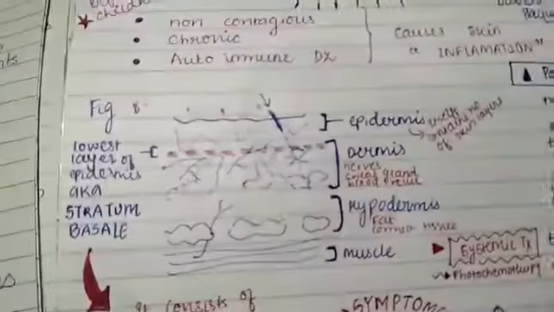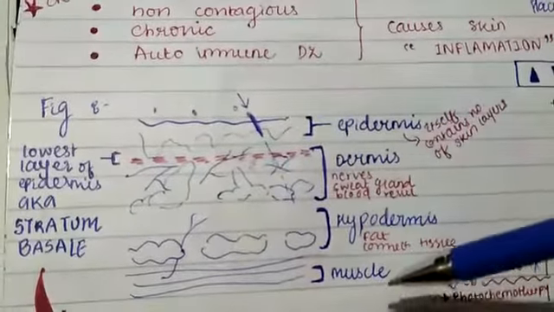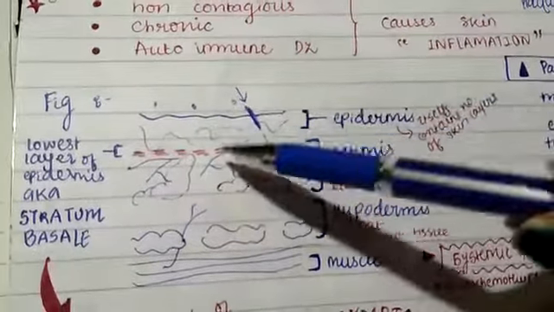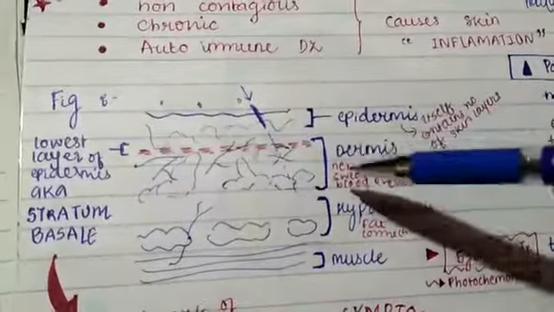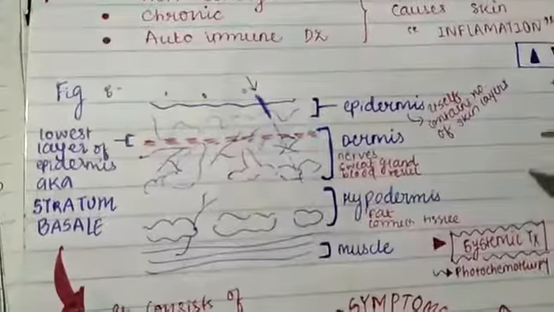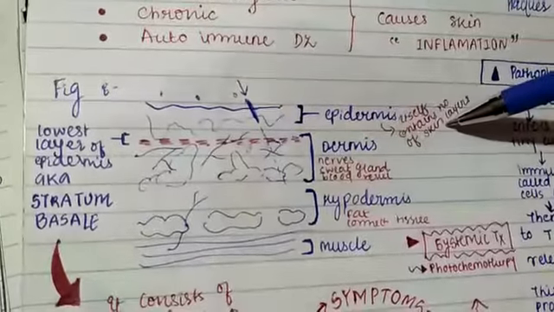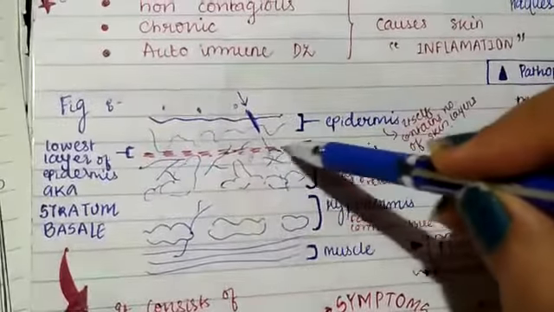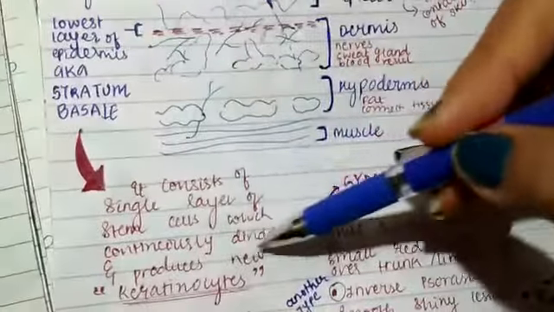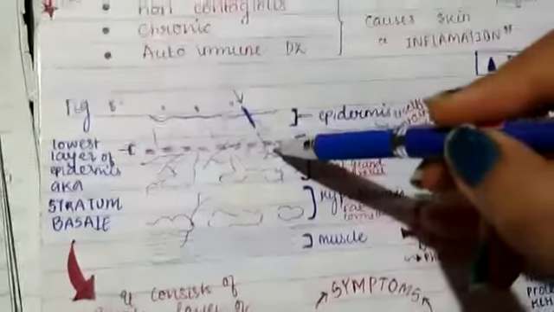If we look at the general anatomy of the skin, skin is divided into several sections. The first is the epidermis. First layer is epidermis, second is dermis, third is hypodermis, and the fourth layer is muscles. The first layer itself contains a number of skin layers, the last layer being stratum basale. It continuously divides for the production of keratinocytes.